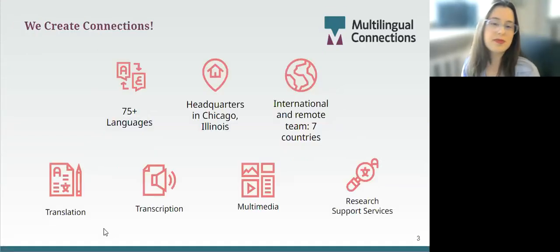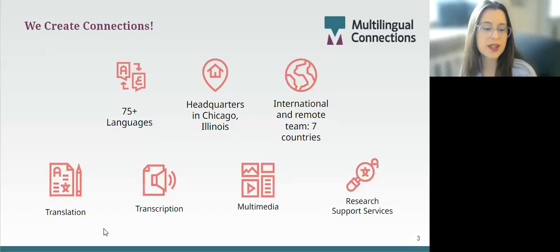And as I said, I'm working at Multilingual Connections, a Chicago area translation agency that provides translation, transcription, subtitles, voiceover, quality assurance and resource support, and interpretation services in over 75 languages. The headquarters are located in Chicago, as I said, but our team is very international and quite remote, actually. We are across 7 different countries and across multiple time zones.